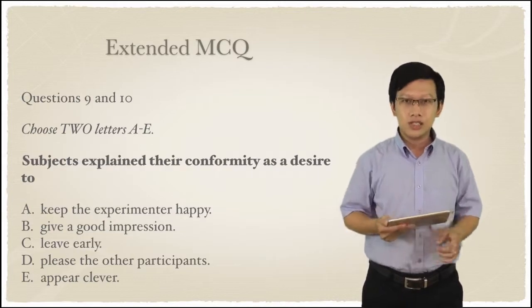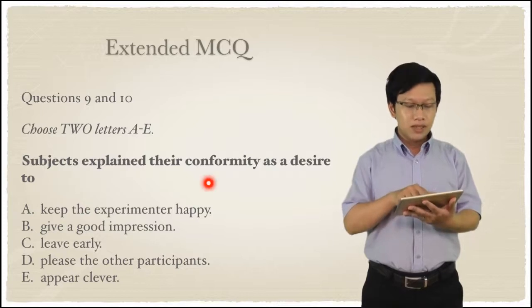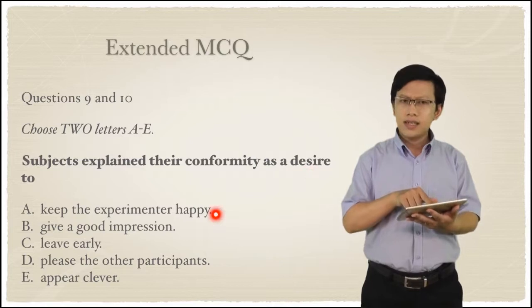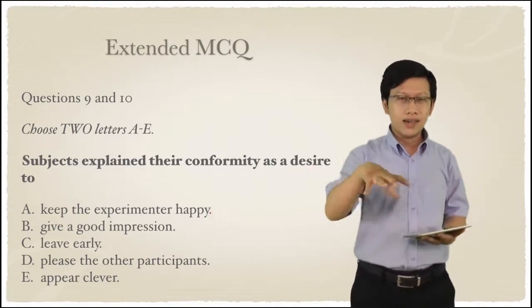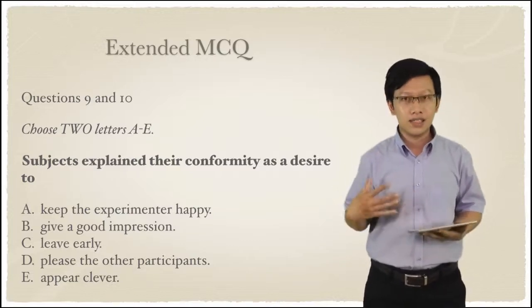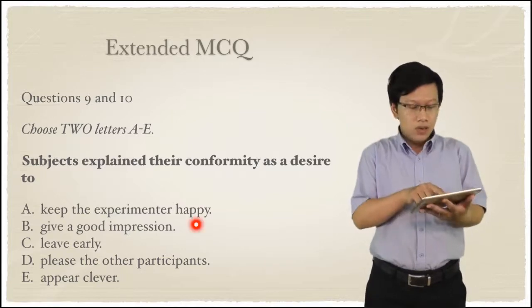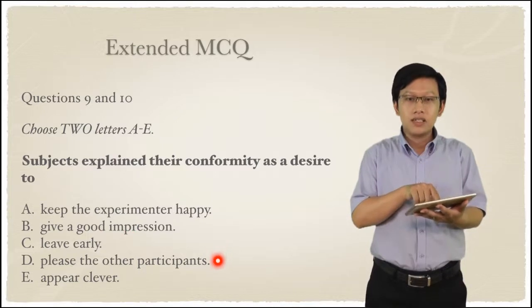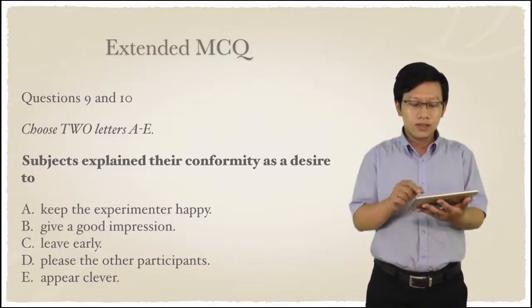For the next two questions, number 9 and number 10, we're gonna have these. Subjects explain their conformity as a desire to A, keep the experimenter happy. I mean, they take part in the study and they say, okay, this is my answer, but they say this because they want you to be happy. Or they want to give a good impression, or they want to leave early, or they want to please the other participants, or they want to appear clever. Now we will listen and find out the answer.